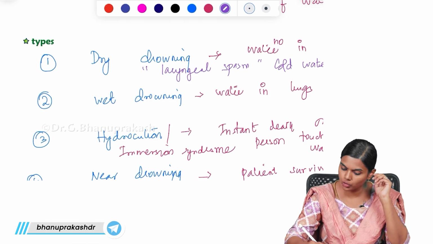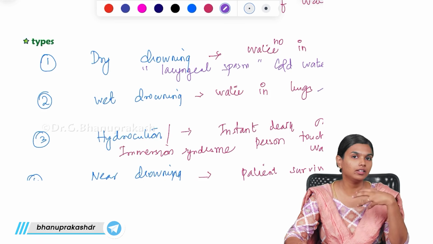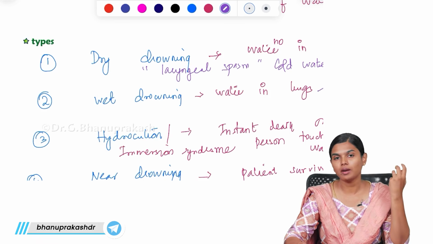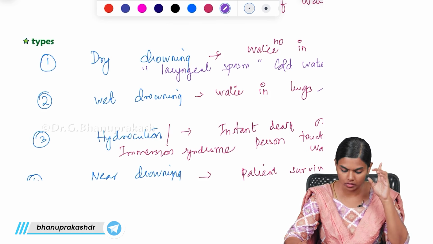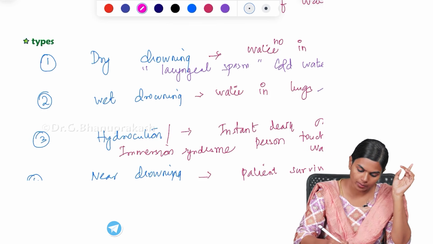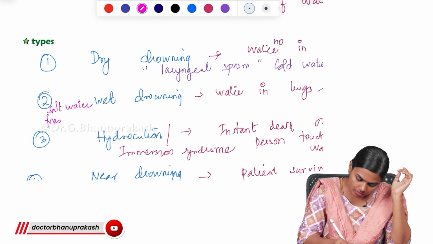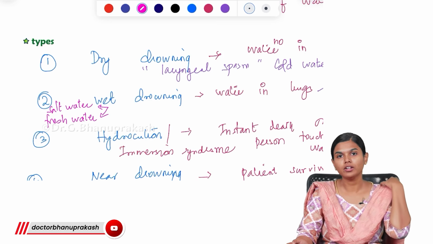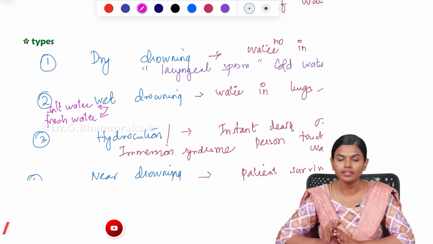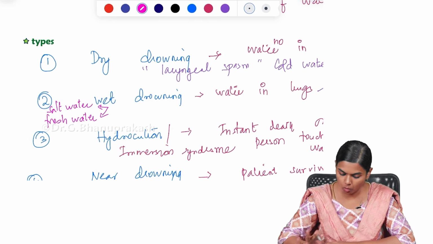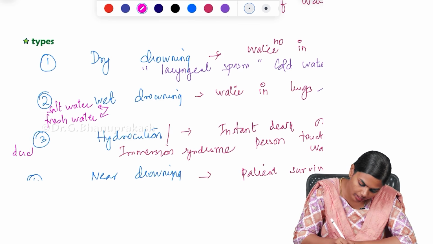Wet drowning is the usual mode. Water will enter the lungs, it will replace the air, and because of that, death will happen. In wet drowning, you get two types: salt water and fresh water. These are the two types of wet drowning. And hydrocution, they will touch the water and they will instantly die. This is most commonly seen with duck diving.